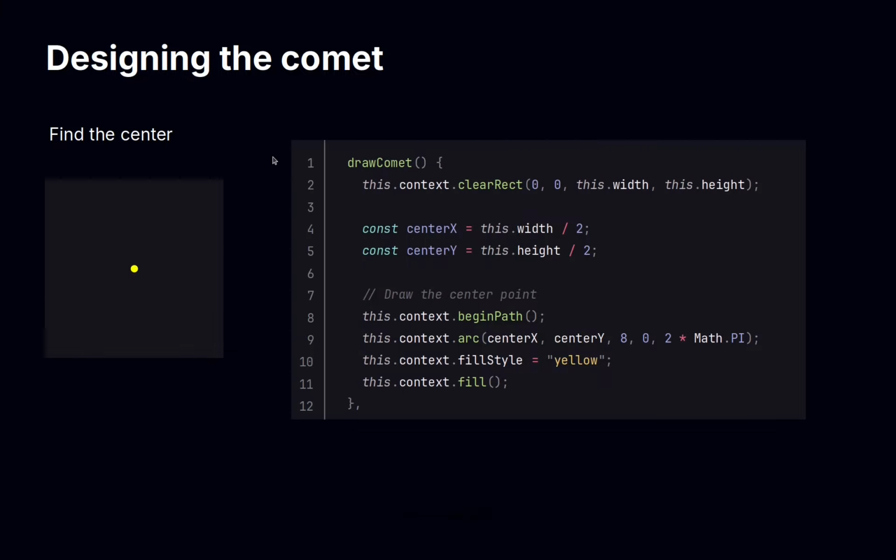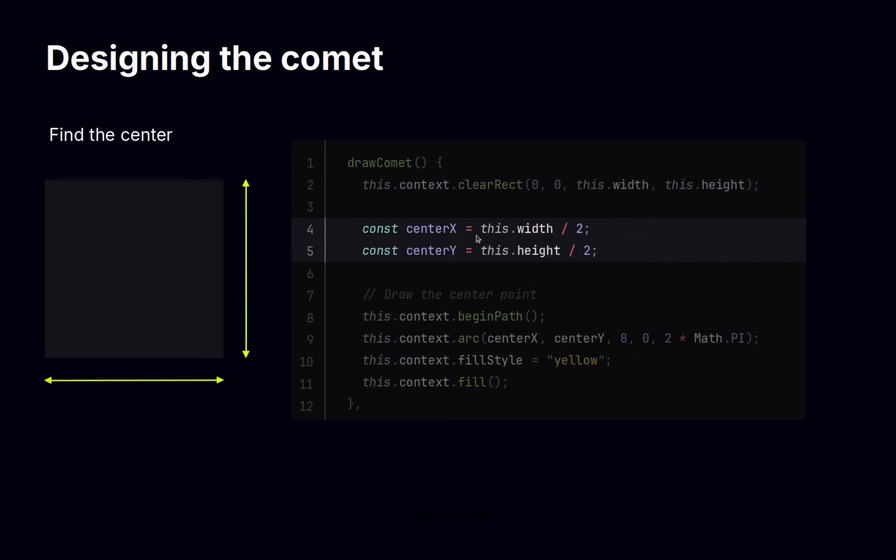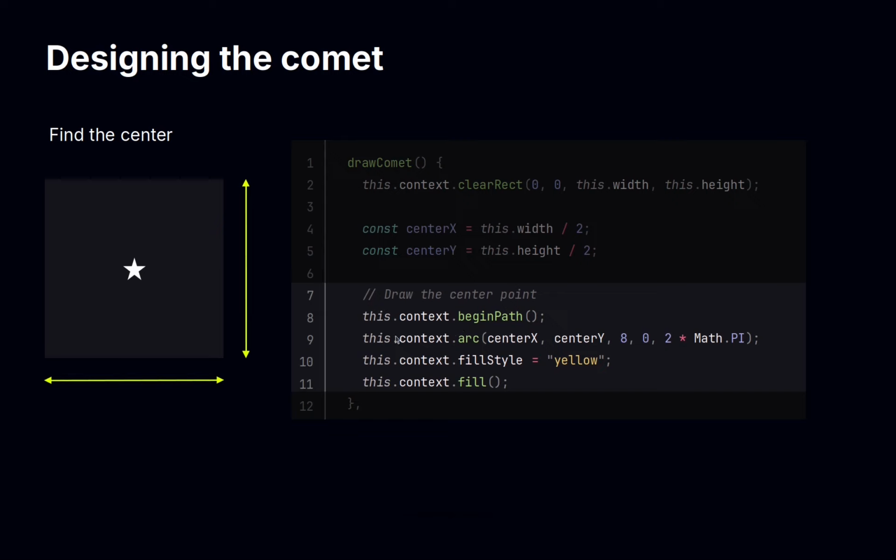Here is the code associated with this step. You can see that we have the draw comet method, and let's go through the code inside it. So the first line of code will clear the canvas. So we will start with a canvas that doesn't have anything. After that, we will use the width and height of the canvas in order to find the coordinates of the center point. So you can see that we take the width and height and divide them by 2. And after that, we use this code in order to draw the point here.